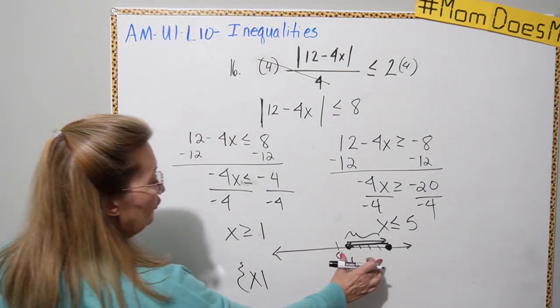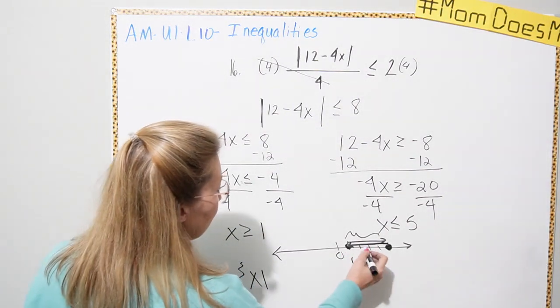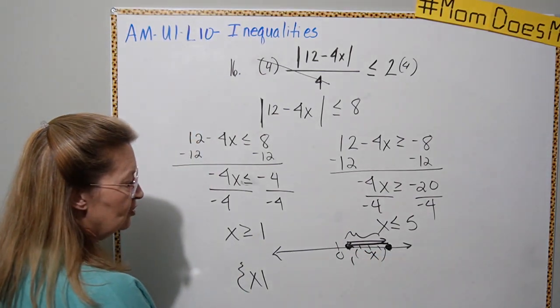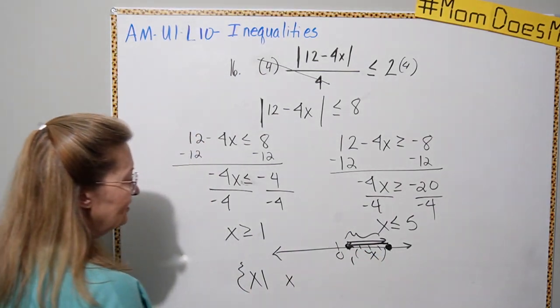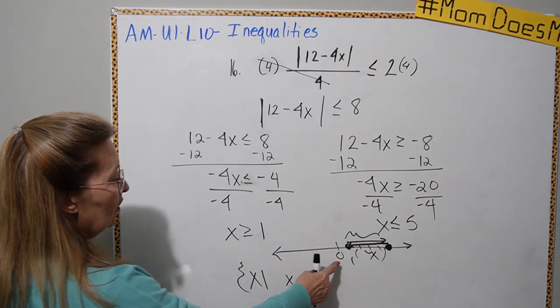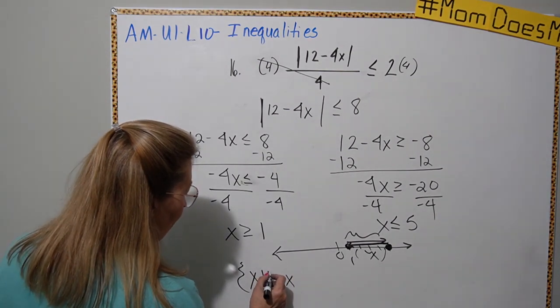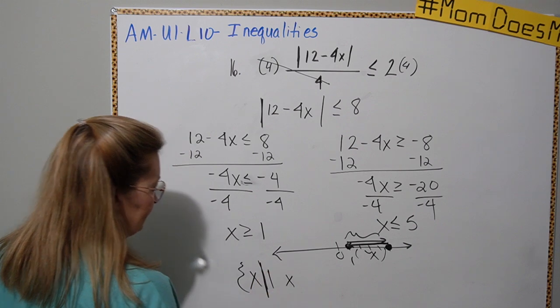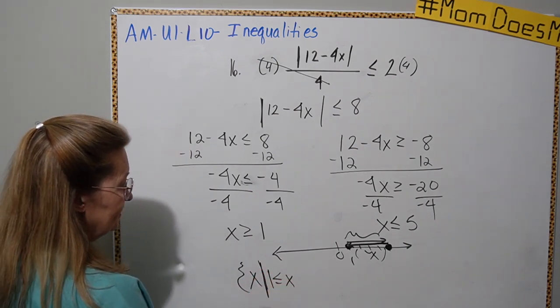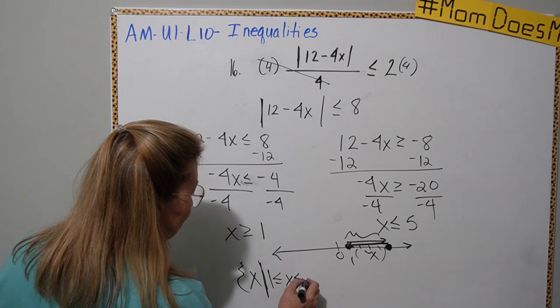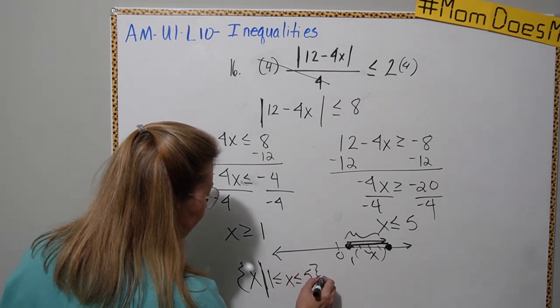All right, so our set notation, x such that. Now remember, if all of your x's are in between the 2 endpoints, then when you write it in set notation, your x is going to be in the middle. So what's down here? The 1. Let me make it: x such that 1 is less than or equal to x, and x is less than or equal to 5.